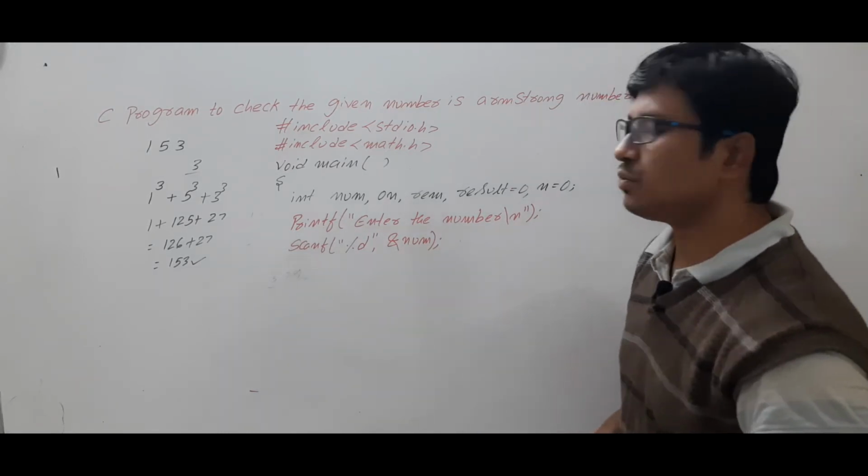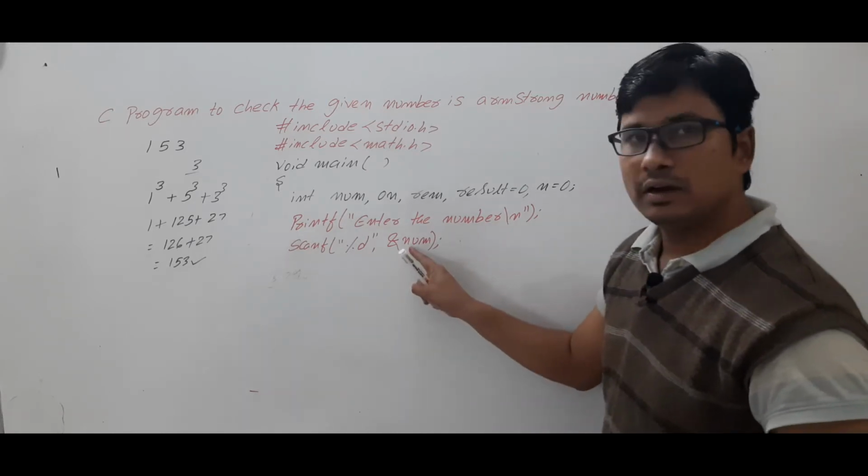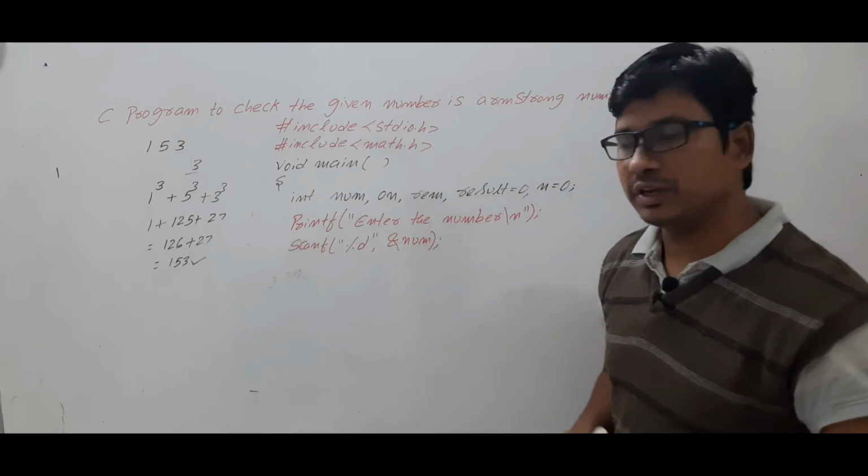So now first thing what I need to do, I need to count the number of digits in the value that is there in this variable. Okay.